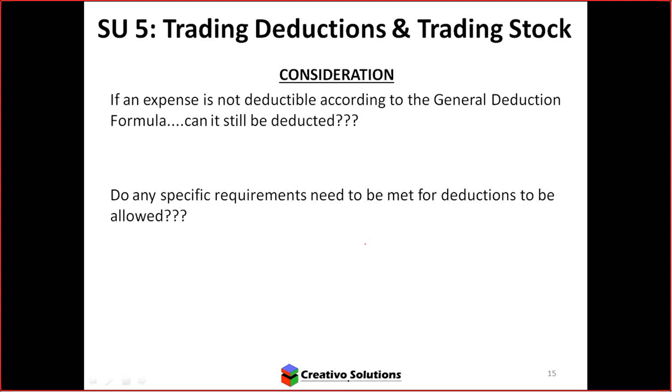Right, so if an expense is not deductible, meaning it cannot be deducted according to the general deduction formula, can it still be deducted? Well, the answer is possibly, as long as it meets a specific deduction. Like you get specific inclusions, you also get specific deductions. Right, so do any specific requirements have to be met for deductions to be allowed? Any idea?